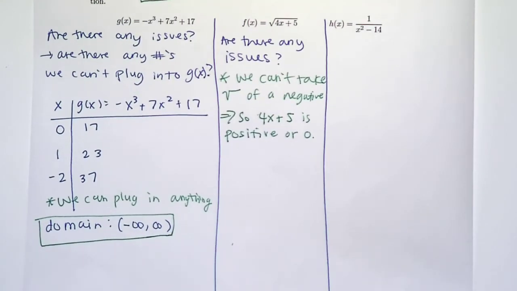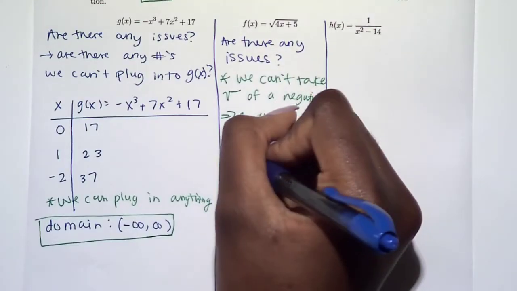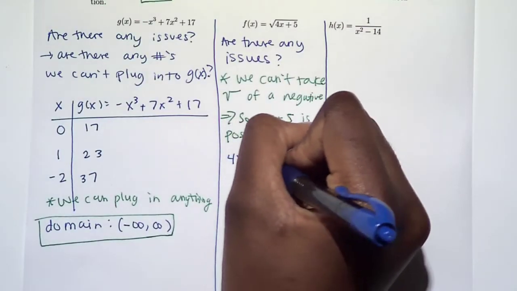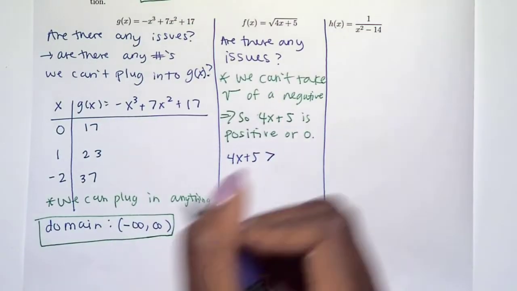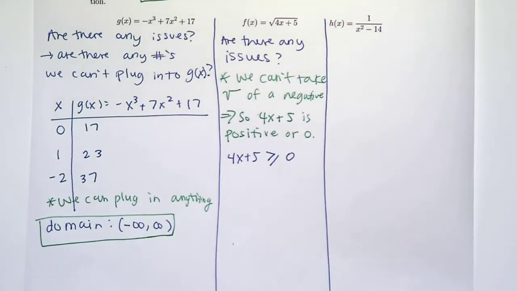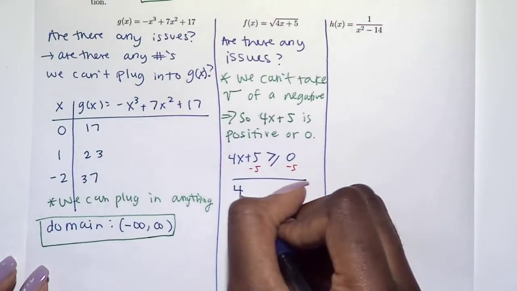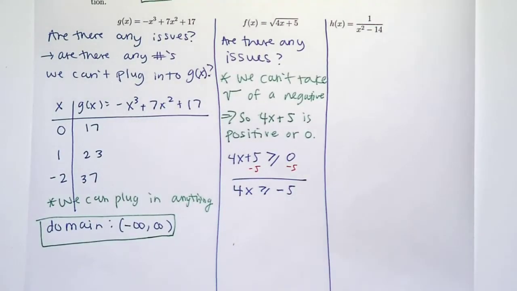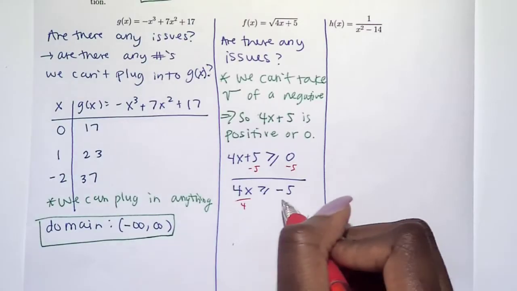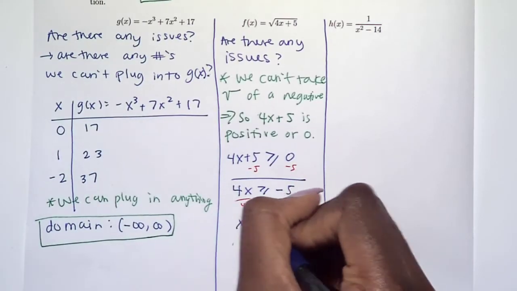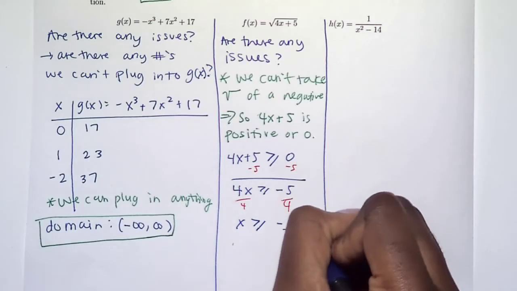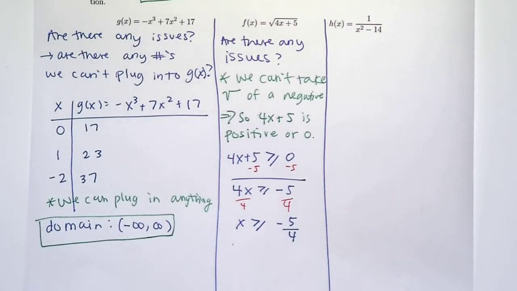So how do we do this algebraically? Well, we just take 4x plus 5. We want to make sure it's positive or 0. So we want to make sure it's greater than or equal to 0. And so now we can just solve this inequality for x. So I'm going to subtract the 5 from both sides, and I'm going to divide by 4. So x must be greater than or equal to negative 5 over 4.